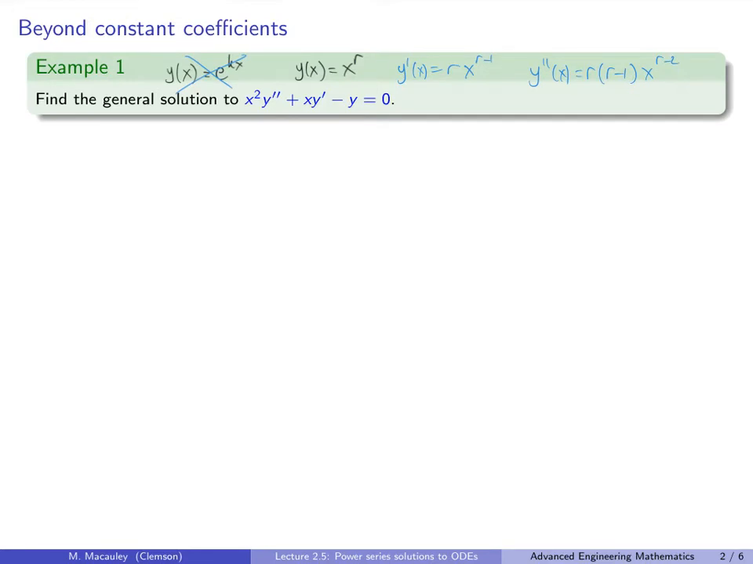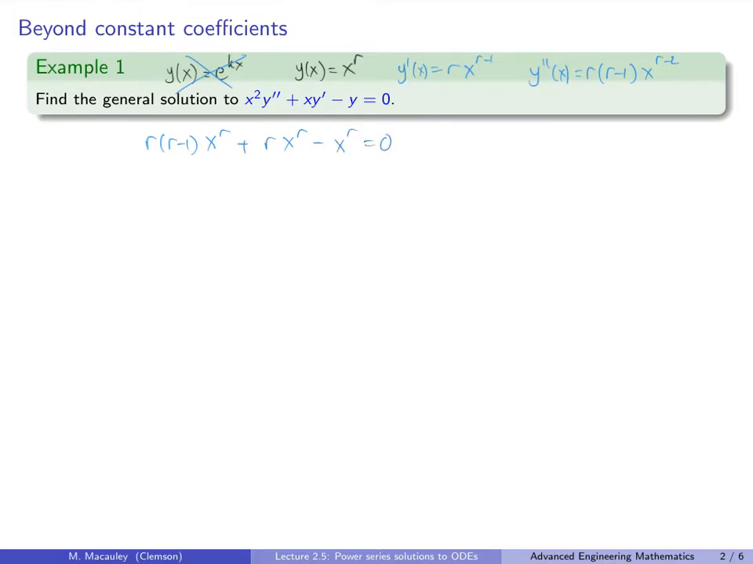So now let's plug these guys back into here. This first term is x squared times this guy, so that's r times r minus 1 times x to the r. The next term, xy prime, that's x times r x to the r minus 1, so that's r times x to the r, then minus y, which is x to the r, equals 0.